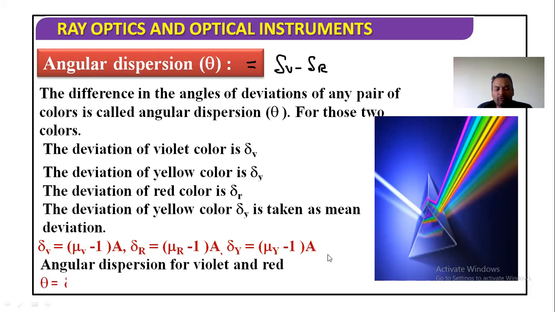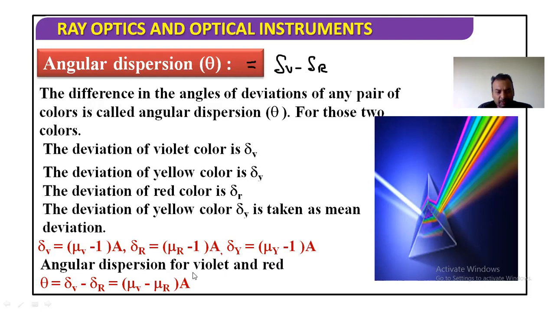Now angular dispersion, we know, is delta V minus delta R. Theta is equal to delta V minus delta R. By using this formula, now putting the value of delta V from here and delta R from here, the minus 1 and the plus 1 will cancel, because when we subtract, it becomes plus, so the 1s cancel and we are left with mu V minus mu R into A. So angular dispersion theta is equal to refractive index of the violet color minus refractive index of the red color, multiplied by angle of prism. This is the angular dispersion produced by a prism.